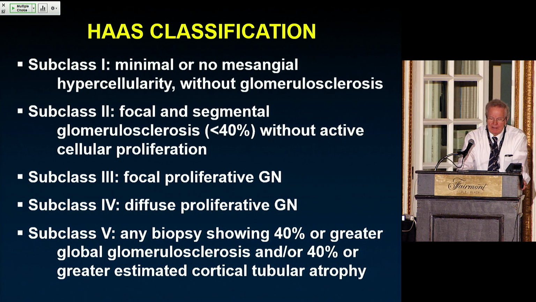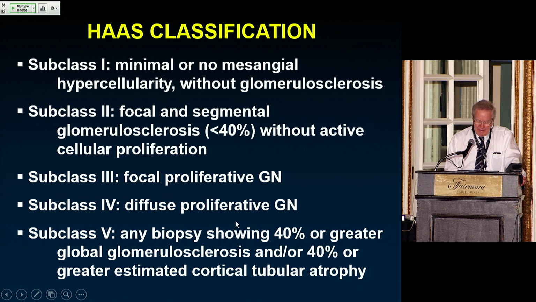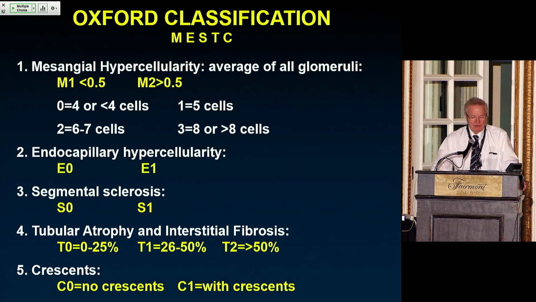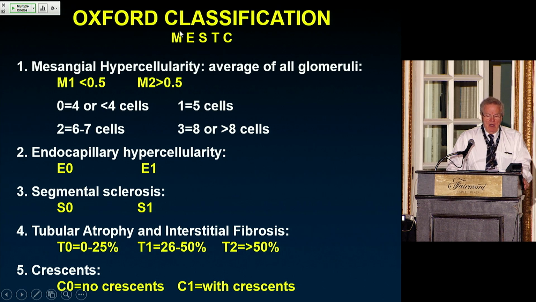So here's a classification. The classification by Haas is mimicking the lupus classification, which has fallen out of favor. And now we use the Oxford classification, which focuses on the mesangial expansion, on the endocapillary inflammation, on the presence of segmental sclerosis, on the presence of tubular atrophy, interstitial fibrosis, and now the presence of crescents. And therefore, each time you have one of these, it gives you a bad prognosis.